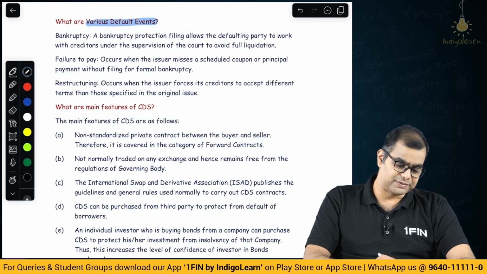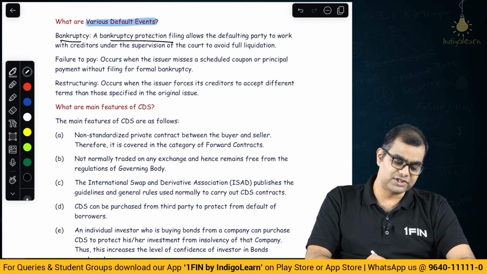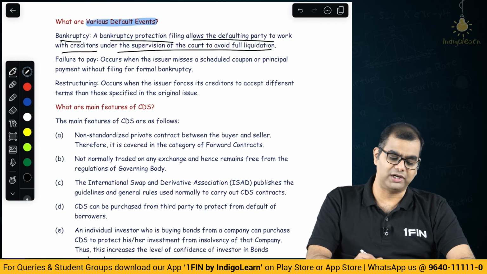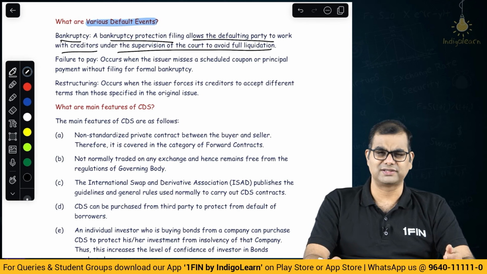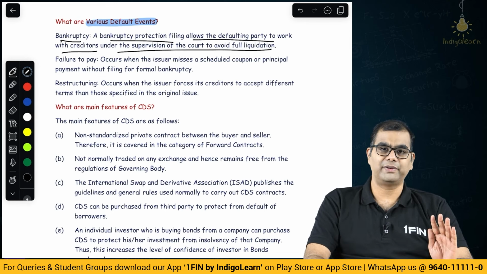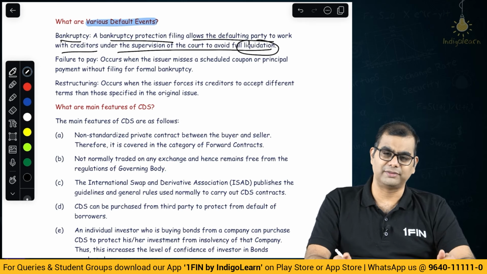Coming back, bankruptcy. What are the default events? When do you call a bond or a loan defaulted? Bankruptcy. A bankruptcy protection filing allows the defaulting party to work with creditors under the supervision of the court to avoid full liquidation. So when you go bankrupt, you have certain filings, Chapter 7, Chapter 11, in the US, where you make a particular filing saying, I am bankrupt, kindly either liquidate me or don't liquidate, or reduce the pay.